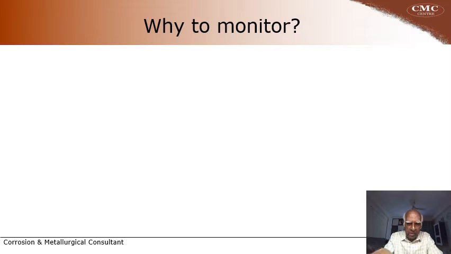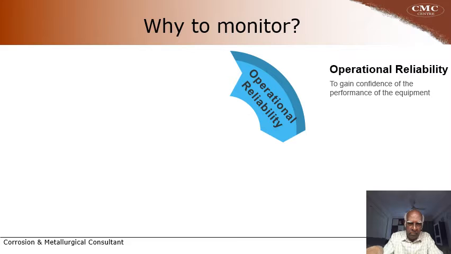Why to monitor? There are four important reasons for monitoring. The most important is operational reliability, to gain confidence in the performance of the equipment. Equipment is supposed to deliver the intended chemical product.